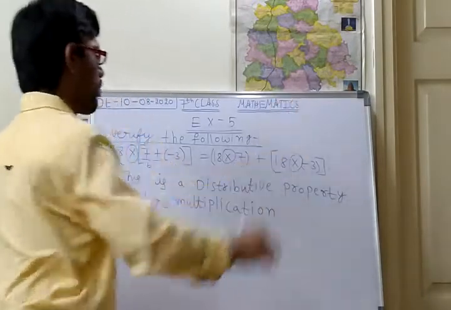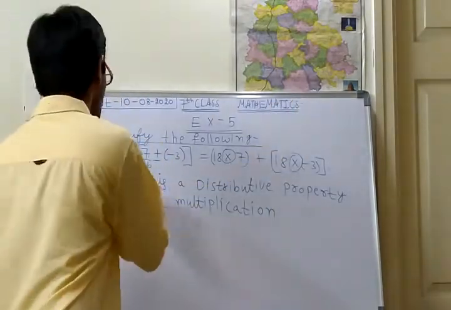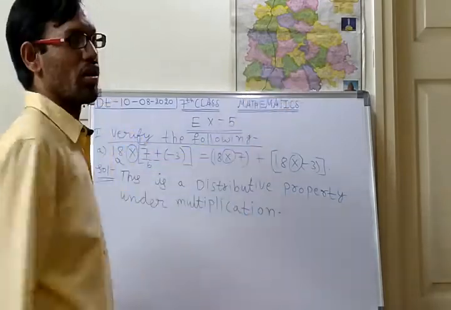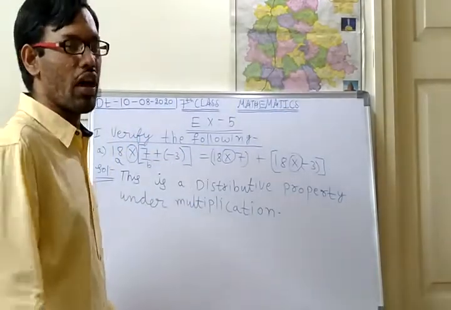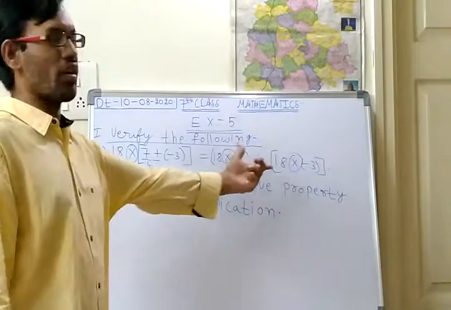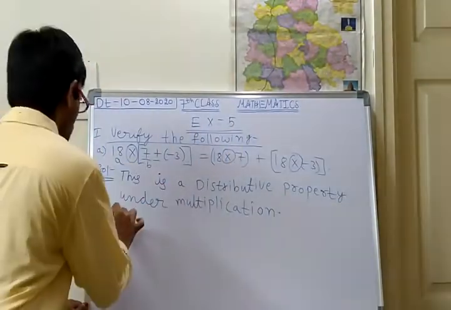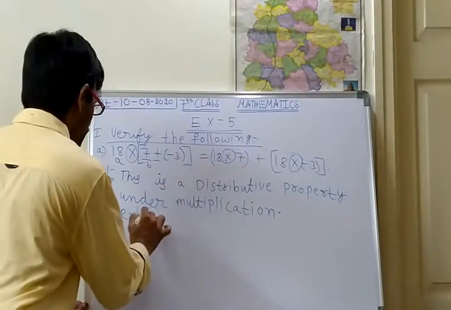This is a distributive property under multiplication. So the first sentence you have to write is this one, which type of property you have to identify. Then afterwards you have to verify the LHS and RHS. Now, verification.